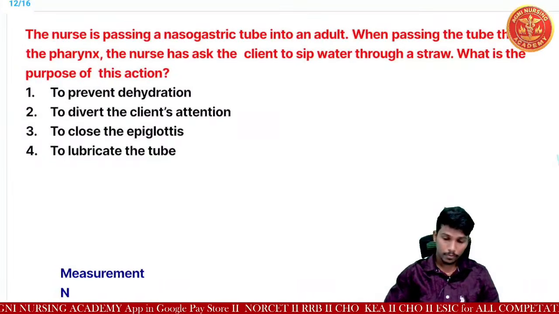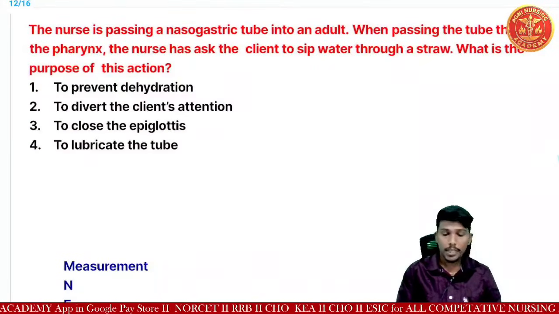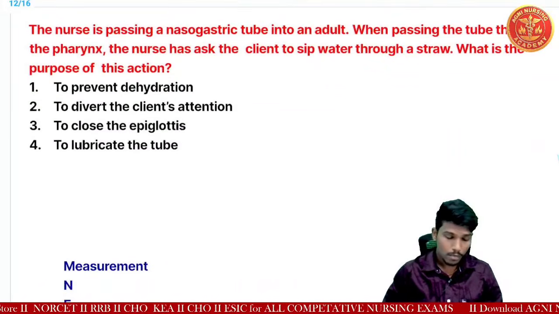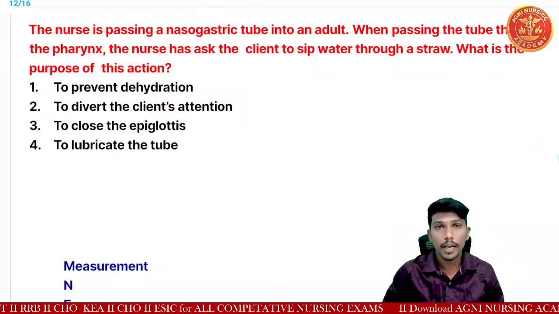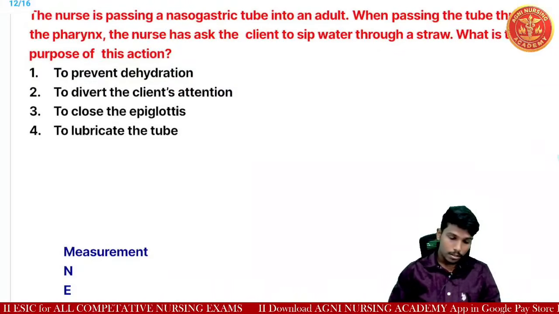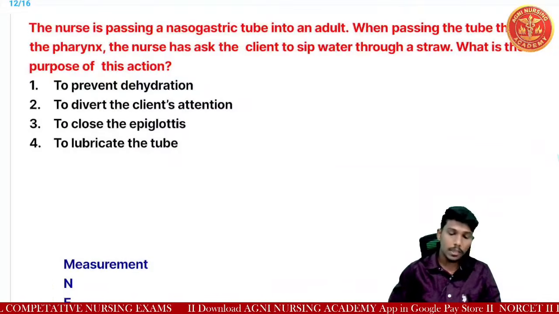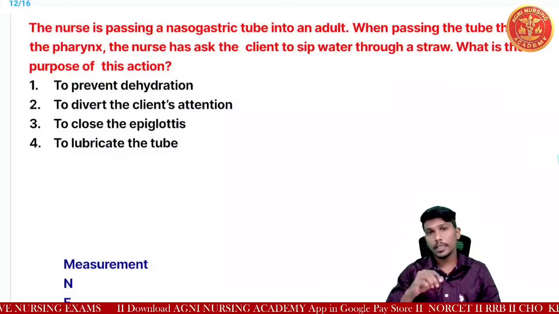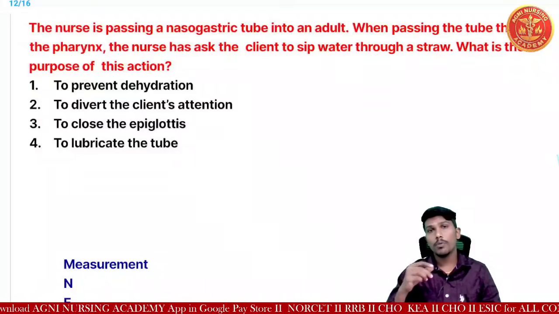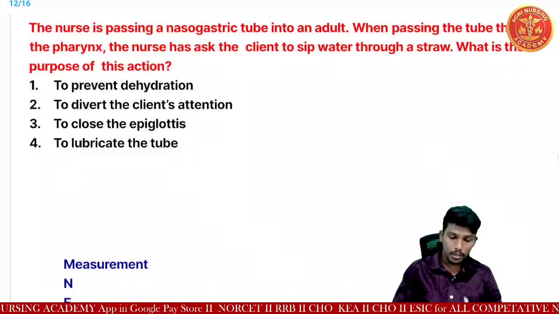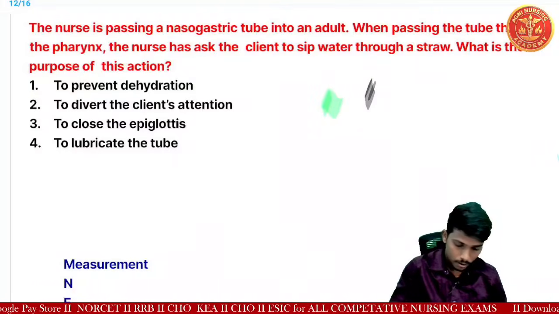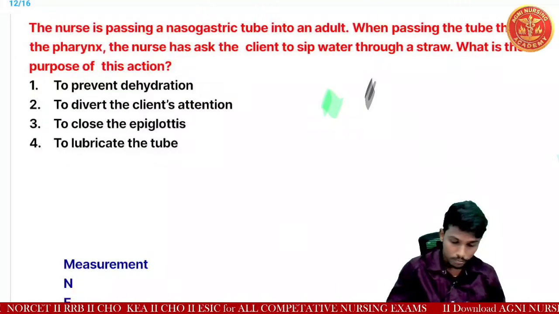The nurse is passing a nasopharyngeal tube into an adult and passing the tube through the pharynx, and the nurse has asked the client to sip water through a straw. What is the purpose of this action? See here, the nurse is passing the nasogastric tube to the patient. While inserting, she will tell the patient to swallow the water or take a sip of water. Why she advised this one means, first of all we have to know the NG tube.